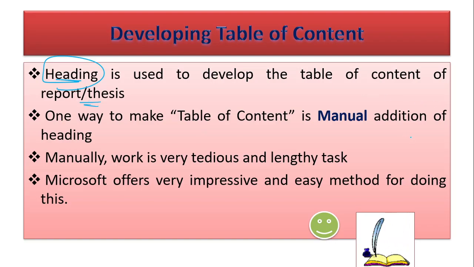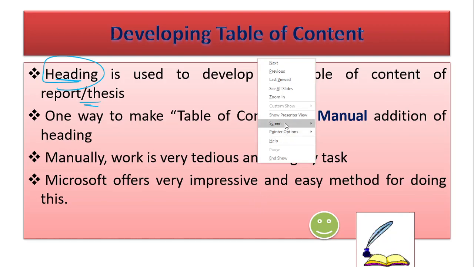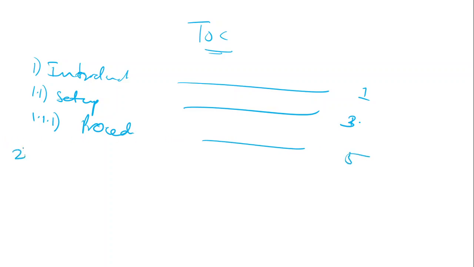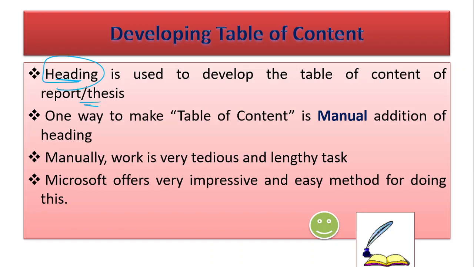You know what a table of contents is. The table of contents is nothing but first the introduction, page number say 1, then 1.1 is setup, page number say 3, 1.1.1 is procedure, page number 5, then result, page number 10, and so on. So this is the way to write the table of contents.